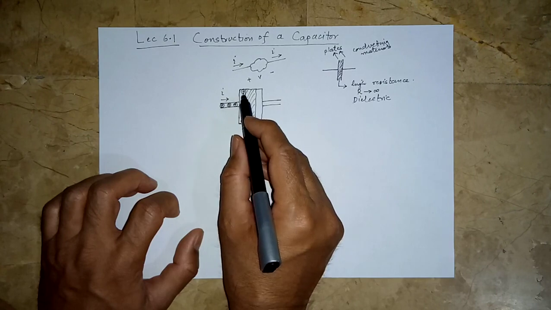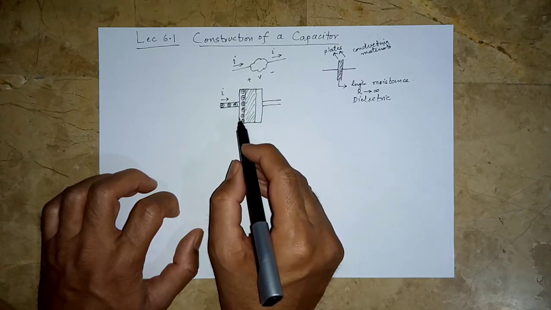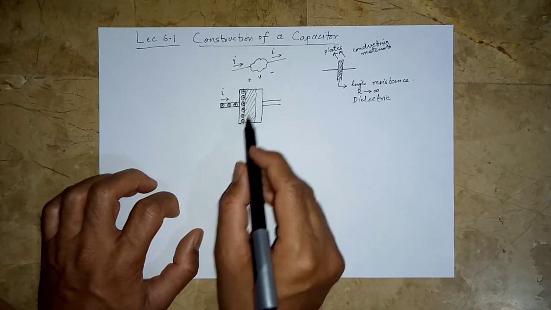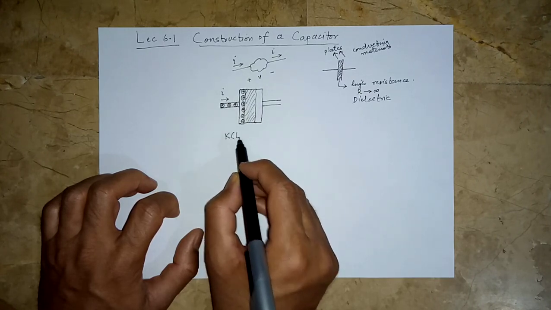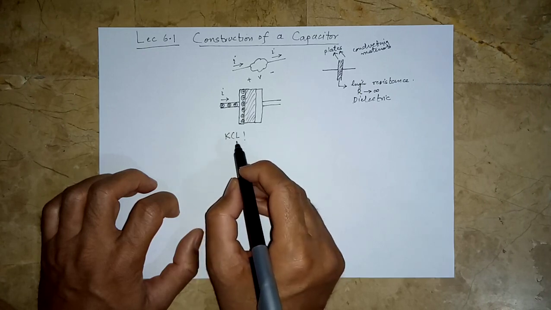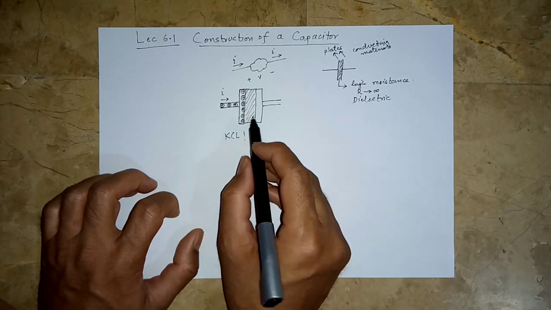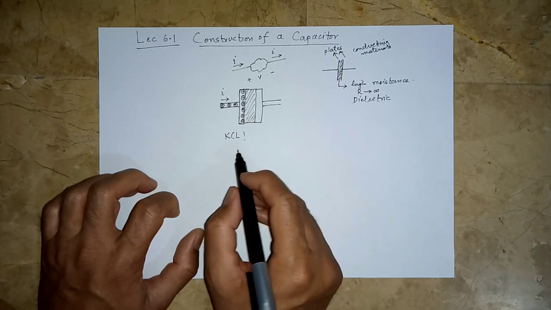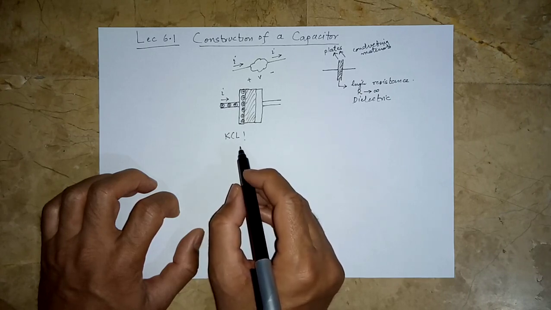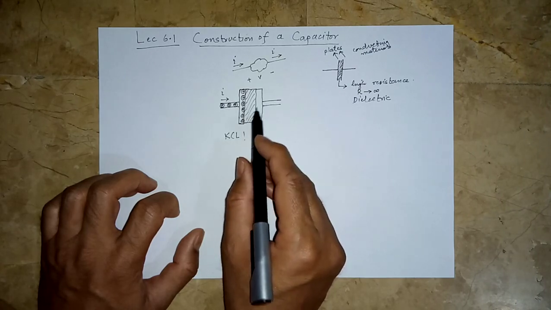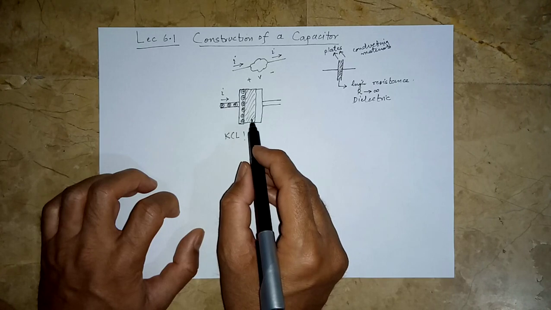So if you consider this plate as a big node, then there is current flowing into this, but where is the current going? So what about KCL, Kirchhoff's current law? So KCL does not hold here. So that cannot be the case. So lucky for us, Maxwell came up with the unified electromagnetic theory, and he came up with this idea that whenever there is a changing voltage or say changing electric field, there is the concept of a displacement current.